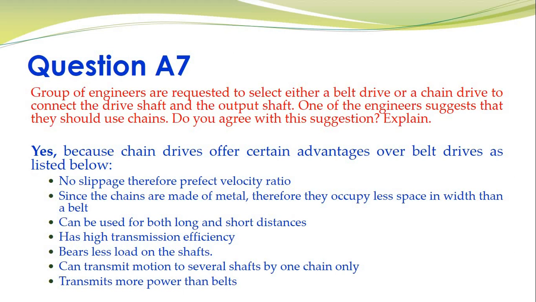Chains can be used for both long and short distances. It has a high transmission efficiency. It bears less load on the shafts. Again, just because it's smaller in nature, it will have less effect on the rotating shafts. It can transmit motion to several shafts by using one single chain. You can loop it around. And the most important point is that it transmits more power when compared to belts. So this question was basically looking at whether you are able to understand the advantages of belts and chains, and which one is much better.